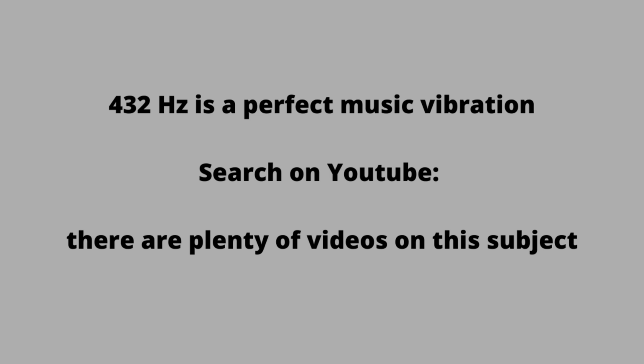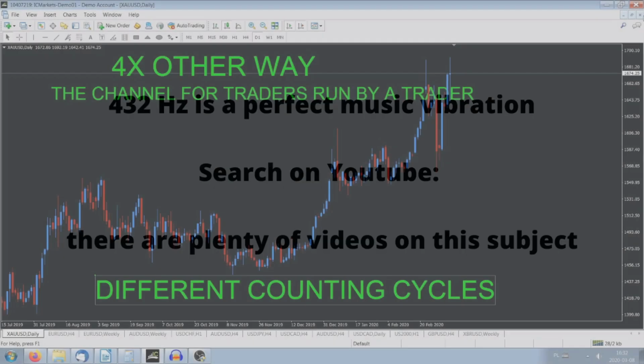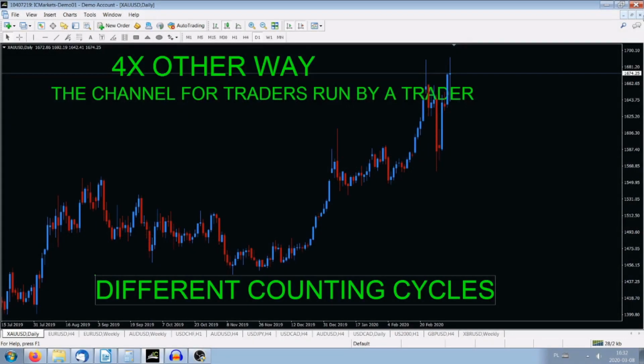You've probably heard of 432 Hz vibration, which is said to be much better than the actually applied 440 Hz, introduced by Goebbels, the Nazi Minister of Propaganda, in 1938 or 39.